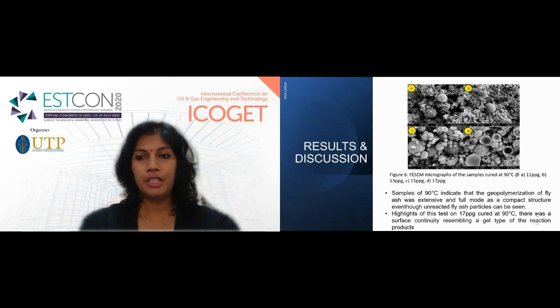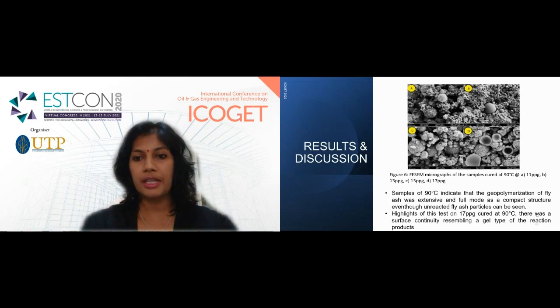Meanwhile, 15 ppg and 17 ppg at a temperature of 90 degrees show a dissolution of the silicate and alumina gel covering up the fly ash sample and forming gelation properties. Samples at 90 degrees indicate that the geopolymerization of fly ash was extensive and formed a compact structure, even though unreacted fly ash can be seen.